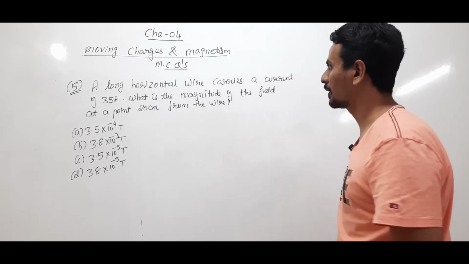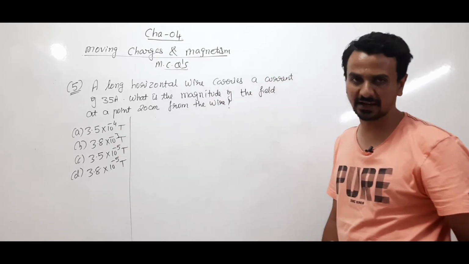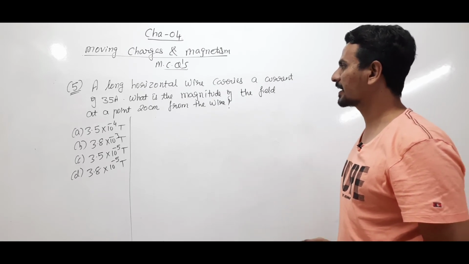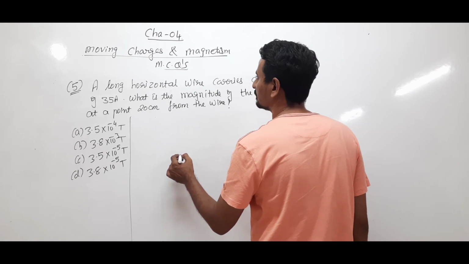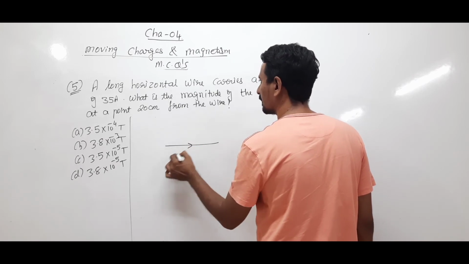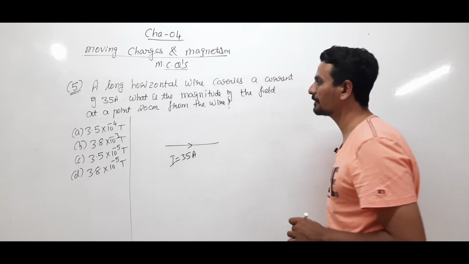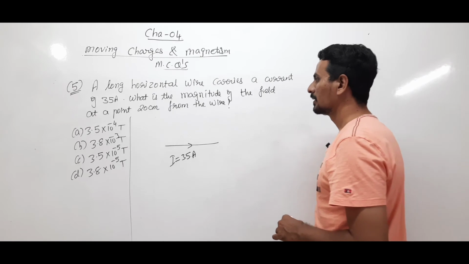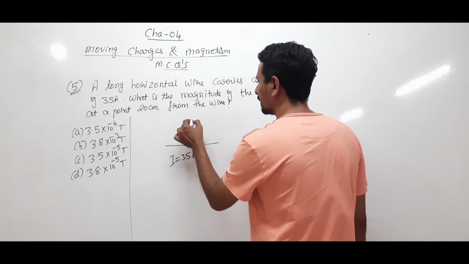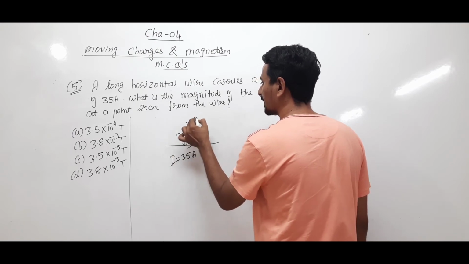Okay, the fifth one. Long horizontal wire. Long wire means we'll consider it to be an infinitely long wire. It is carrying a current of 35 ampere. What is the magnitude of the field at a point 20 centimeter from the wire? That means somewhere here, 20 centimeter. What is the magnitude of the magnetic field at this point?